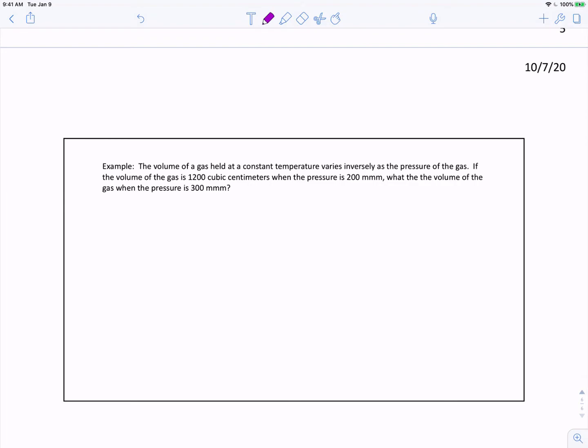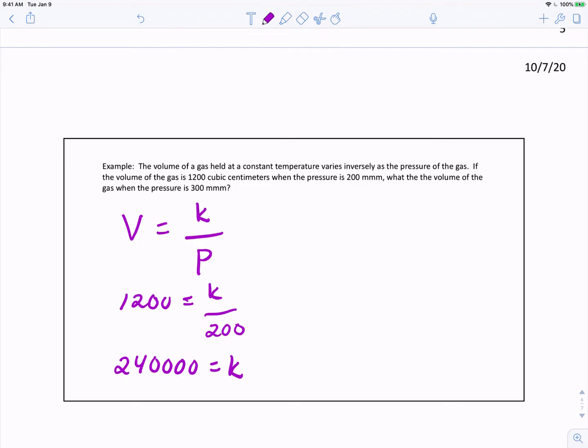One last example. The volume of a gas held at constant temperature varies inversely as the pressure. Let's just write that down. Volume varies inversely as pressure. Next, two numbers to help us solve for k. The volume is 1200 when the pressure is 200. Solving for k gives us this value for k. All we do is plug that into the original formula. V is equal to 240,000 over P. And now we'll be asked a question.